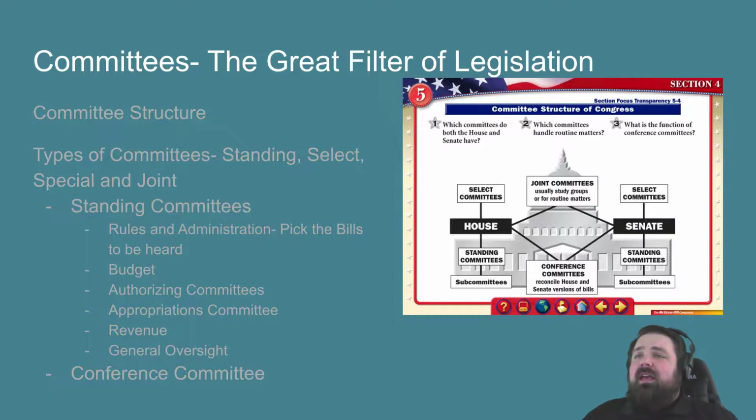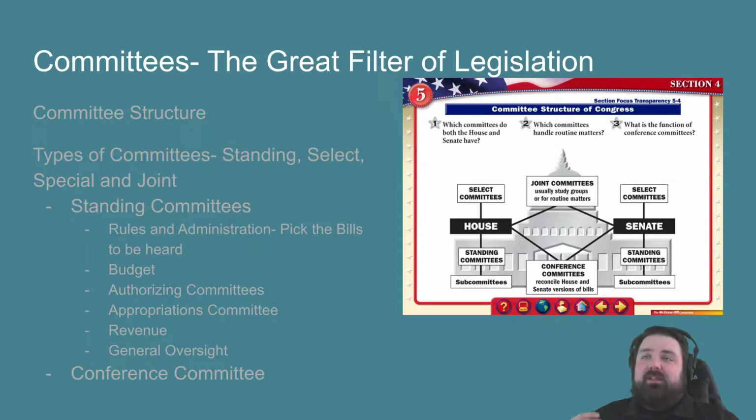So there's kind of a handful of what we call our standing committees across the houses of Congress, on the Senate side and the House side. These standing committees are things like Rules and Administration, which are the ones that actually pick the bills that are going to be heard. This is a really important committee. It also makes sure that the behavior of Congress members is the way it's supposed to be. There's the Budget Committee, which decides where the money is going to go.